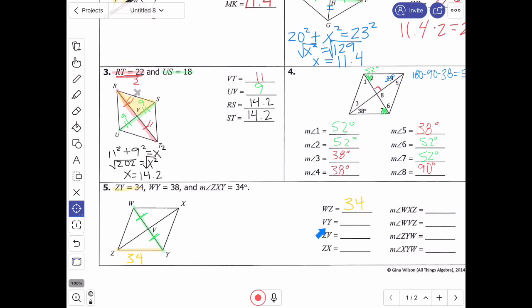Next is VY. VY is half of this diagonal. Since I know this whole diagonal is 38, I'm going to take half of 38. So whatever 38 divided by 2 is, which is 19. So that means this part of the diagonal is 19, as well as this part of the diagonal, because they are congruent to each other.